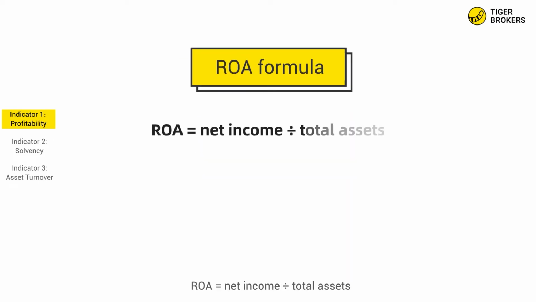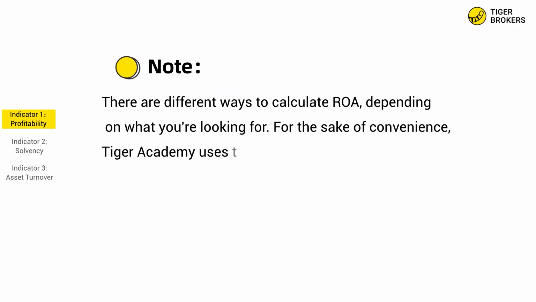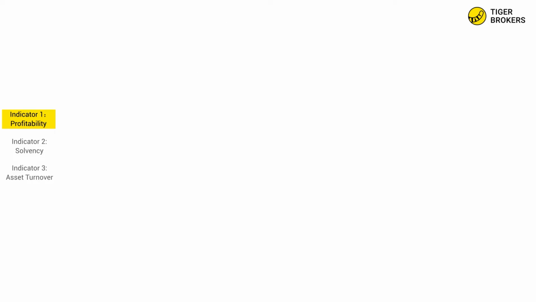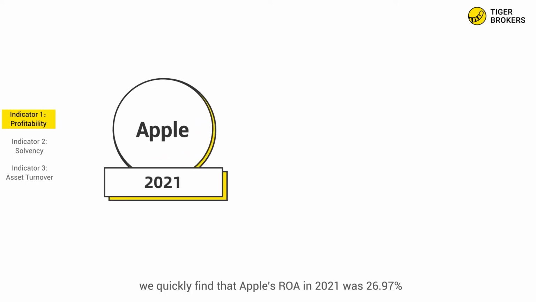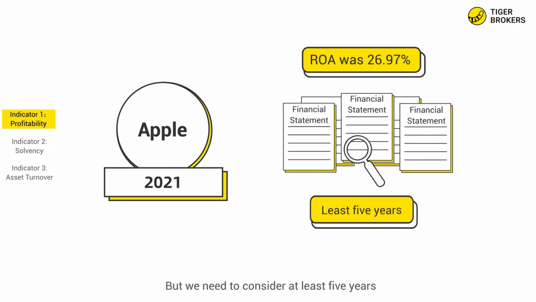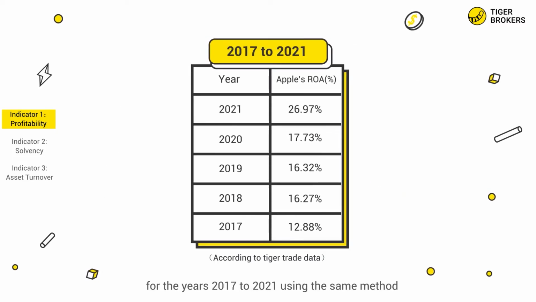ROA equals net income divided by total assets. Apple's 2021 ROA equals 946.8 divided by 3,510.02, which equals 26.97%. Using the formula, we quickly find that Apple's ROA in 2021 was 26.97%. But we need to consider at least 5 years of data when we look at earnings data. So we calculate Apple's ROA for the years 2017 to 2021 using the same method.